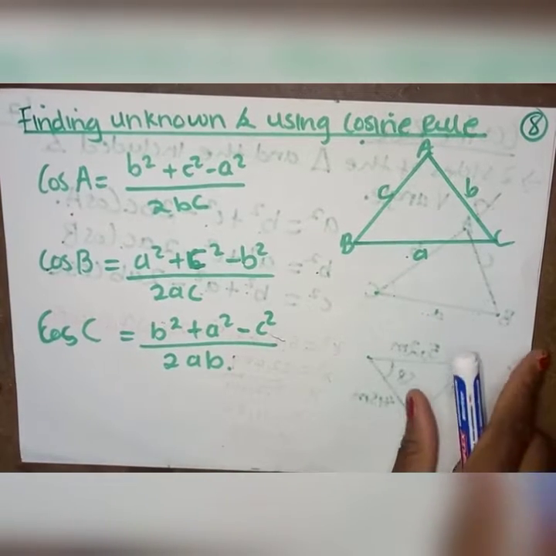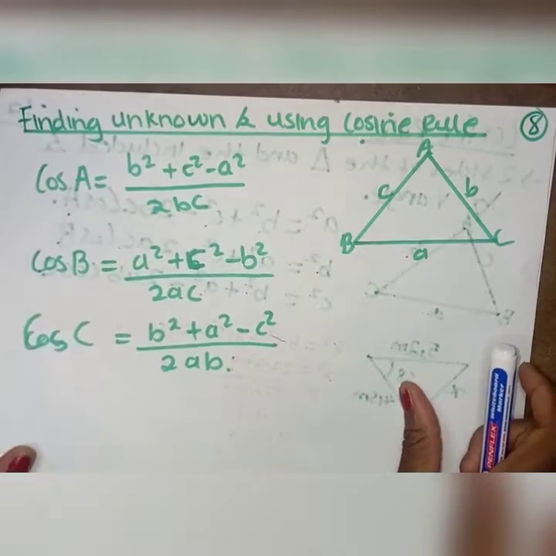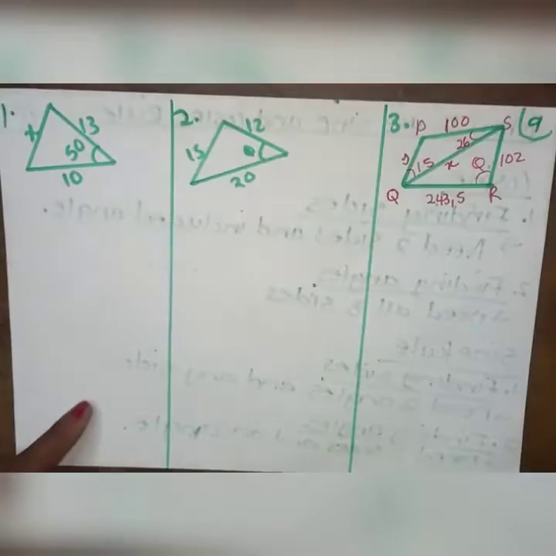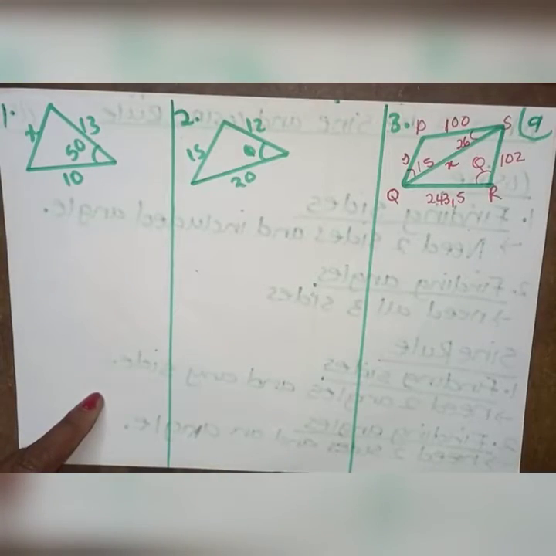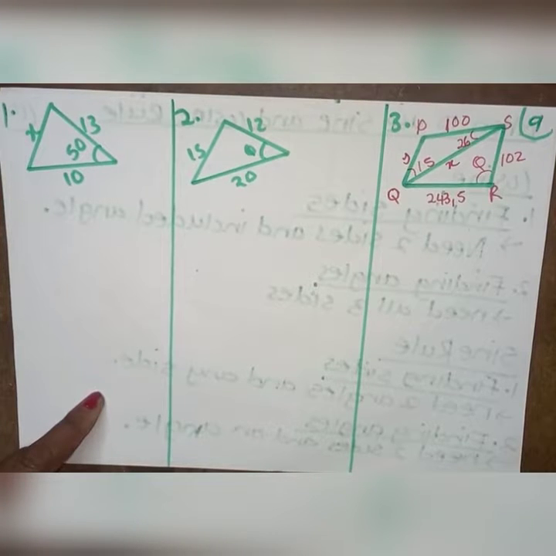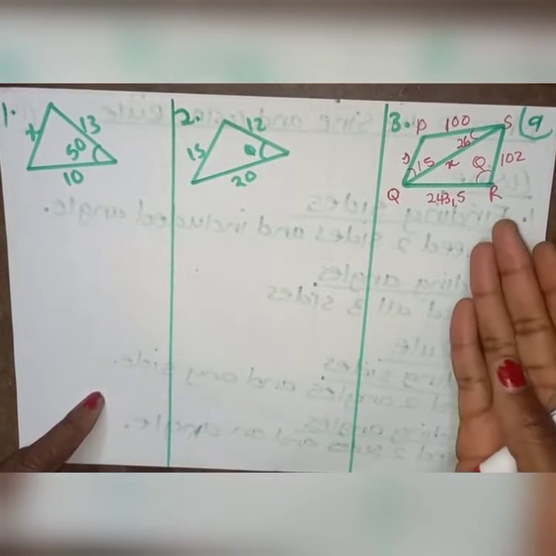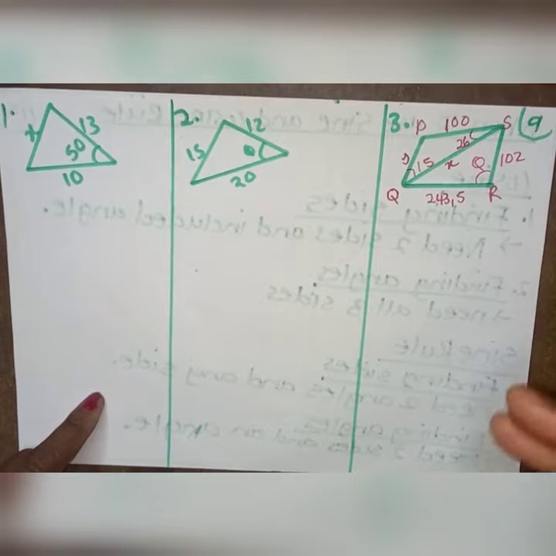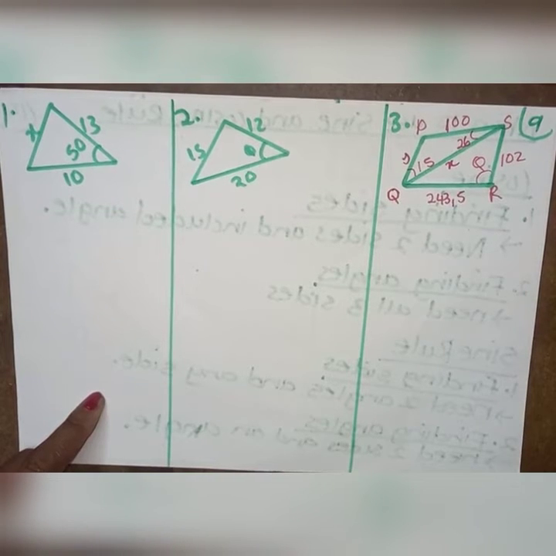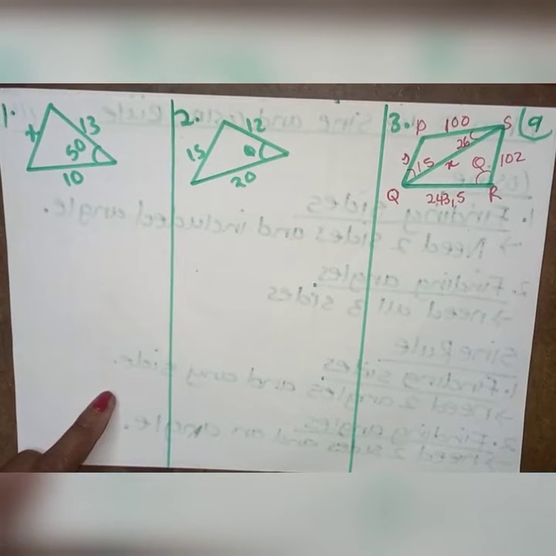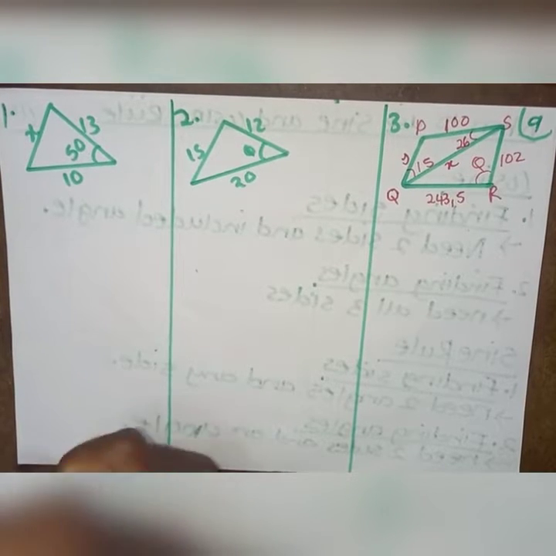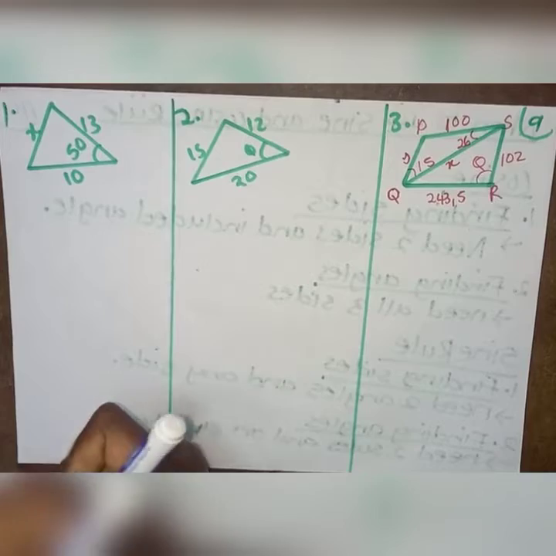Take note of that. Okay, so now let's try and answer the following questions, where we are required to calculate the missing sides and angles. You guys will need to try number 3 on your own and see if you can apply the concepts that we have learned today. But I'll do 1 and 2 with you.